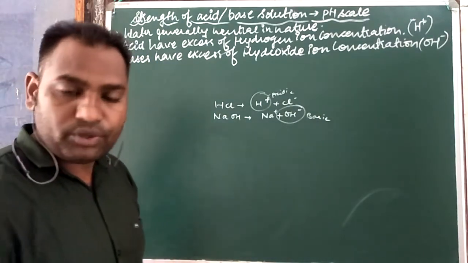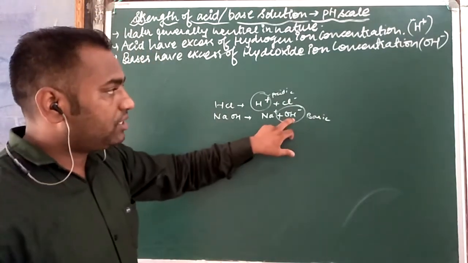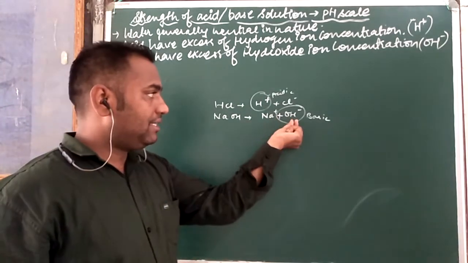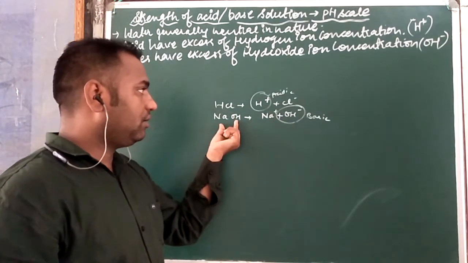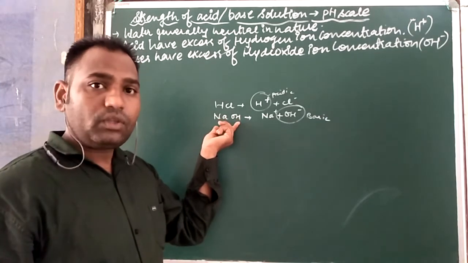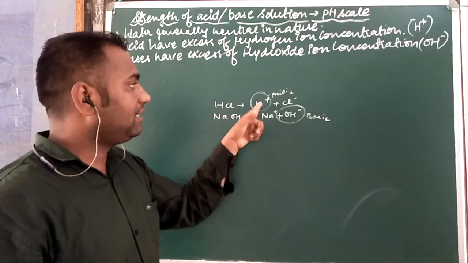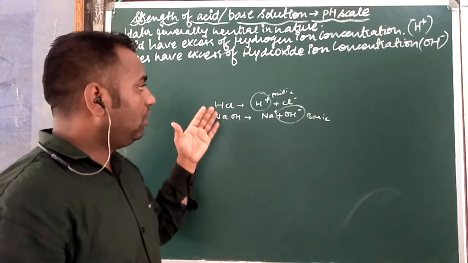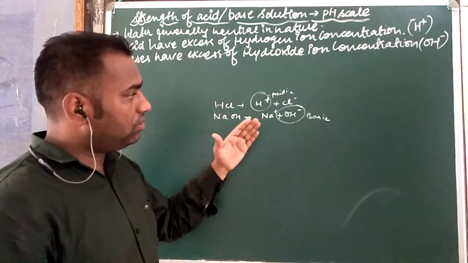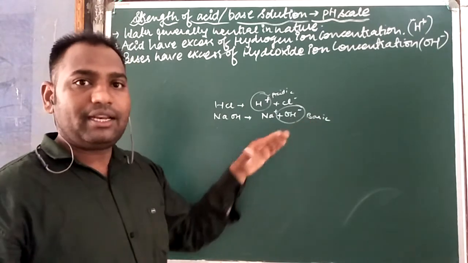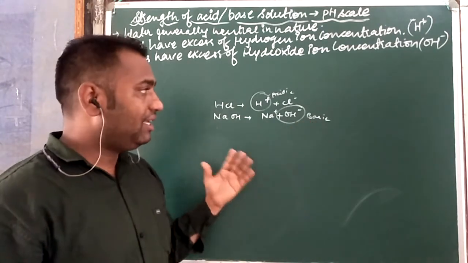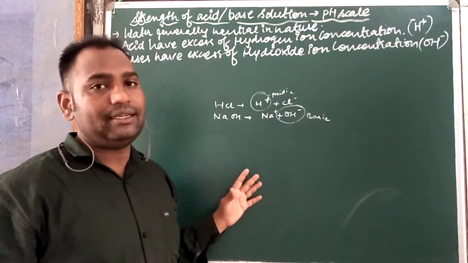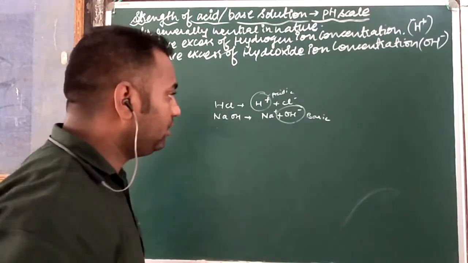I hope you understood what OH minus ions and H plus ions are. When OH minus ions in any solution are high, it shows basic properties, and when H plus ions are high, it shows acidic properties. H plus ions are also present in a base, but in a very small amount, so we generally see only the basic characteristics of OH minus ions.